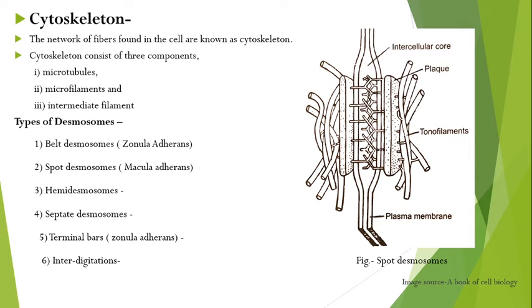The cytoskeleton consists of three components: the thickest tubular component called microtubules, the thinnest fiber called microfilaments, and the fibers of intermediate thickness called intermediate filaments. This is the cytoskeleton.